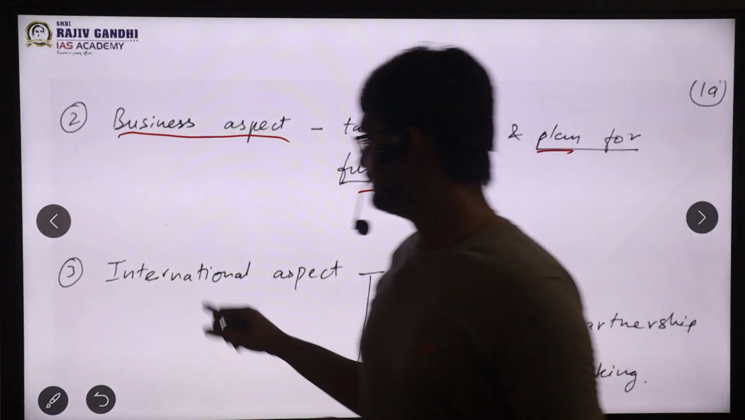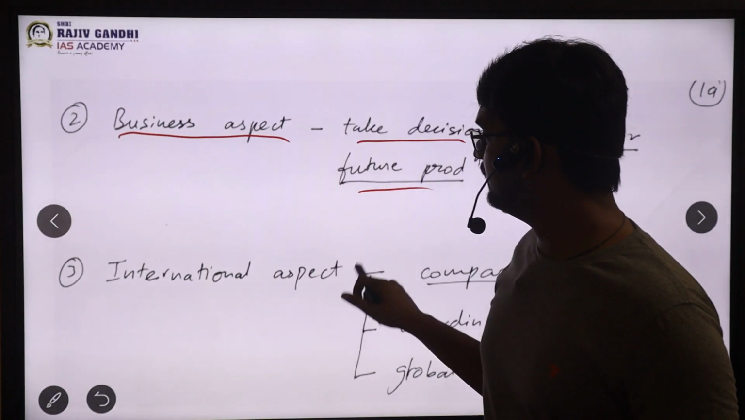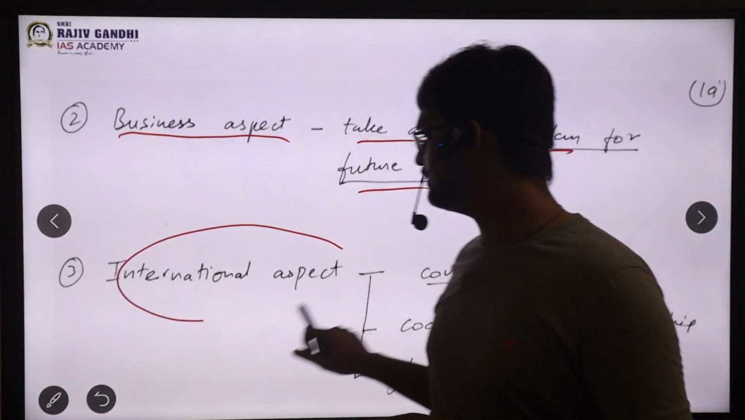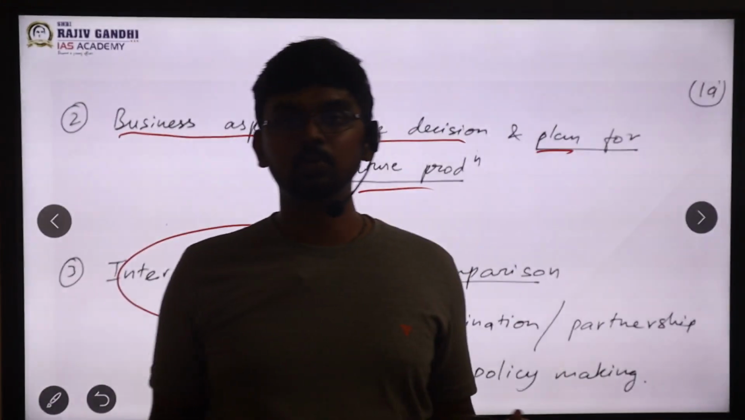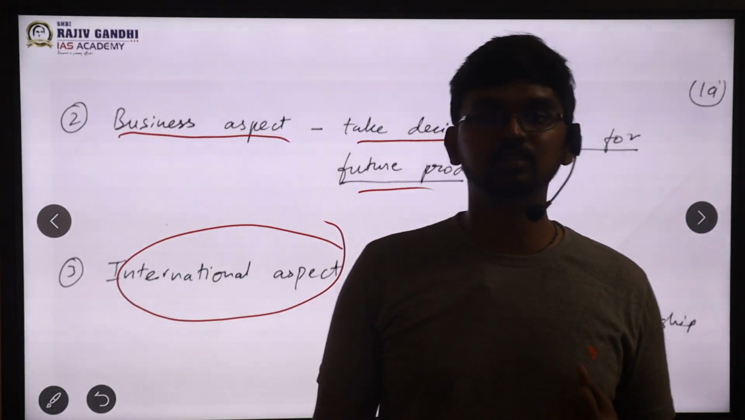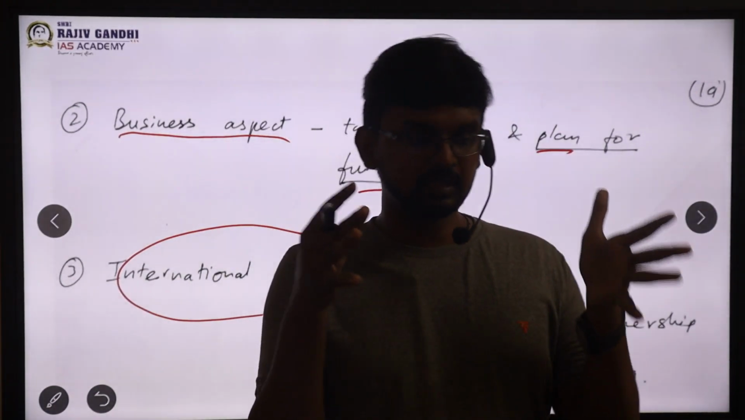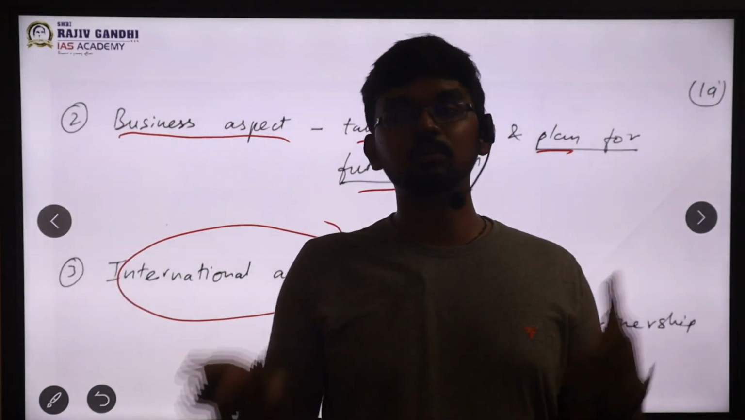Next important thing is the international aspect. How does national income accounting help internationally? First thing is comparison, sir. We need to compare whether India is growing fast or Bangladesh, or which country.